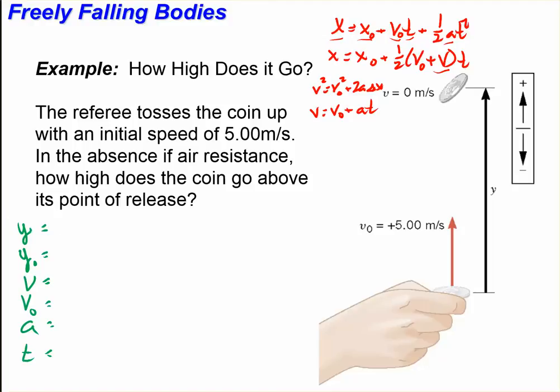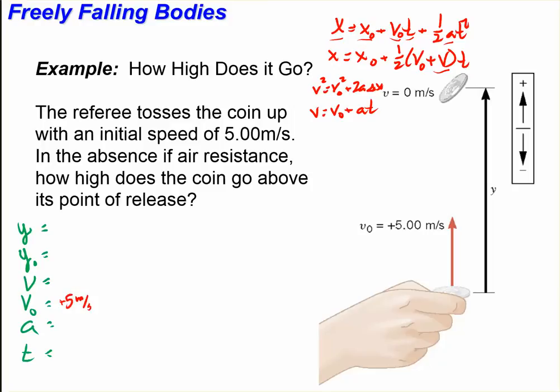If we look at this problem, how high does a coin go if it's flipped with an initial velocity of 5 meters per second? We need to list what we know about the problem in terms of those 6 kinematic variables. I call this writing out your inventory of variables. So we know that the object is moving upwards at 5 meters per second to start. So its initial velocity is positive 5 meters per second.